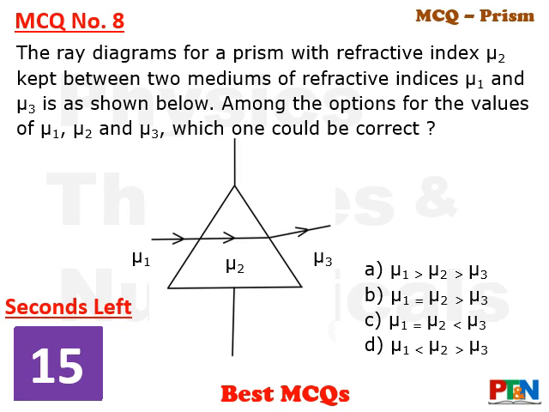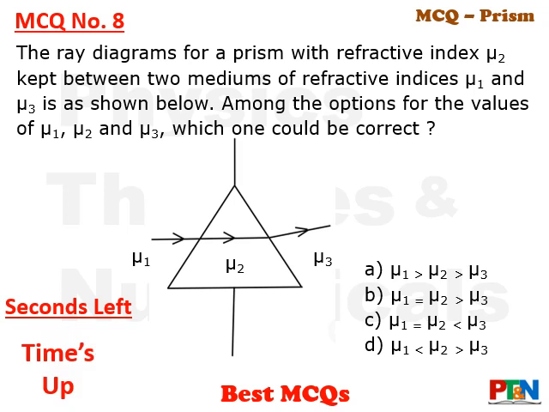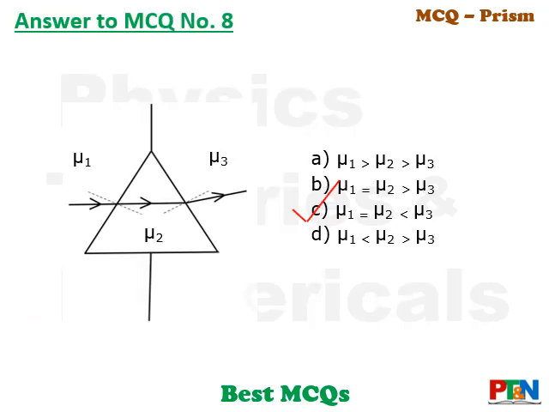You have got 15 seconds to think. Your timer starts now. Time's up. Let's see the answer. The answer is option C. Mu1 equal to mu2 and mu2 is less than mu3.